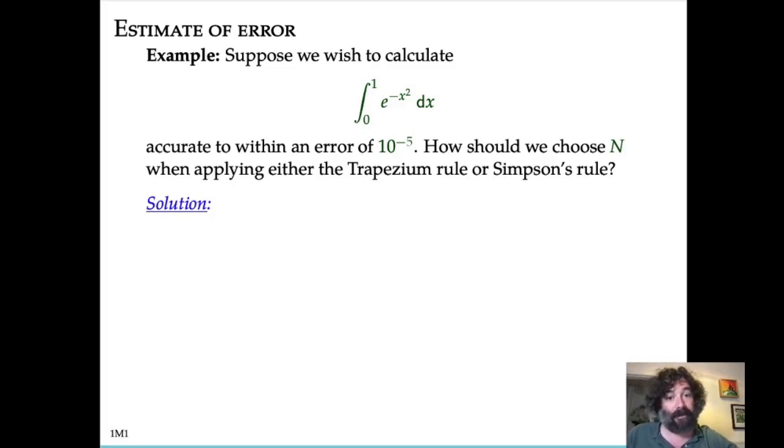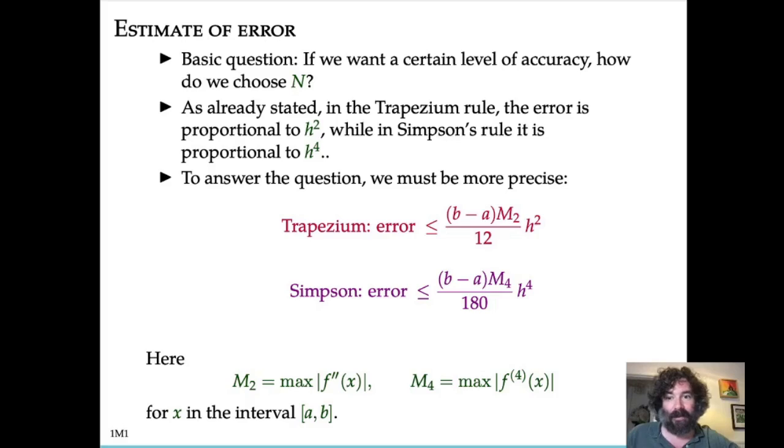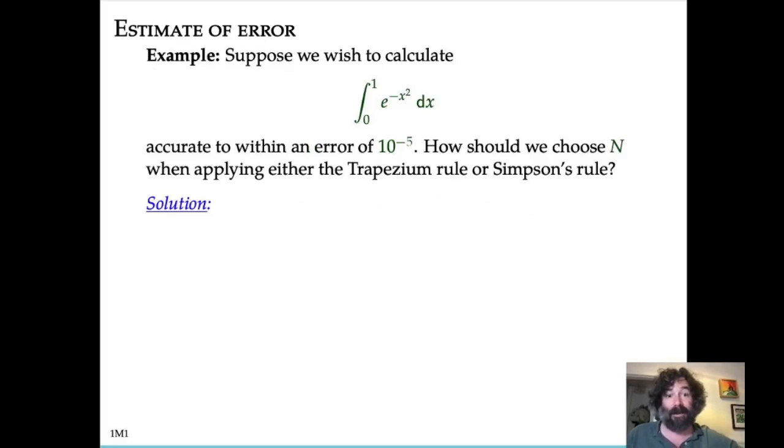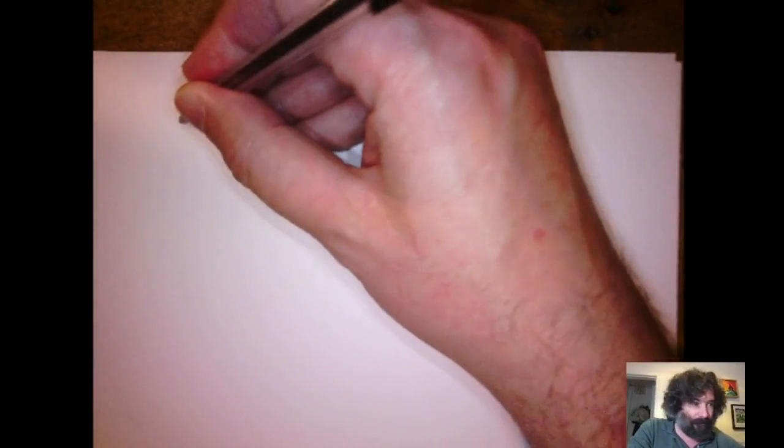Calculate this definite integral, the same one we were looking at in the previous example: the definite integral from 0 to 1 of e to the negative x squared, accurate to within an error of 10 to the negative 5th. And so we want to know how large we should choose n, how many subintervals should we use in order to get this error when using either the trapezium rule or Simpson's rule. So to remind you what the errors are. What we're going to do here is calculate the m2 or m4, and then make sure that these bounds on the size of the error are less than 10 to the negative 5th in both cases. And that will show us how small h should be and therefore how large n should be. All right, so we need to calculate m2 and m4.